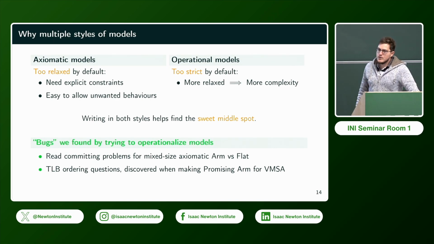For example, ARM has made this official axiomatic model that is on the herd repo, and it contains mixed size behavior. And when looking at it, you need to say what mixed size behavior is. Oh yes, mixed size, a good point. Mixed size is when you do reads and writes of different sizes to the same location.